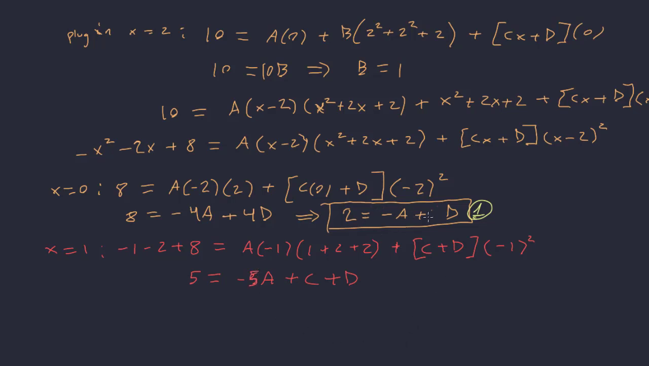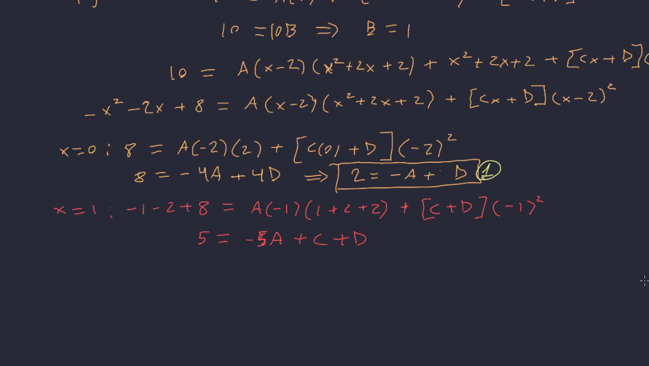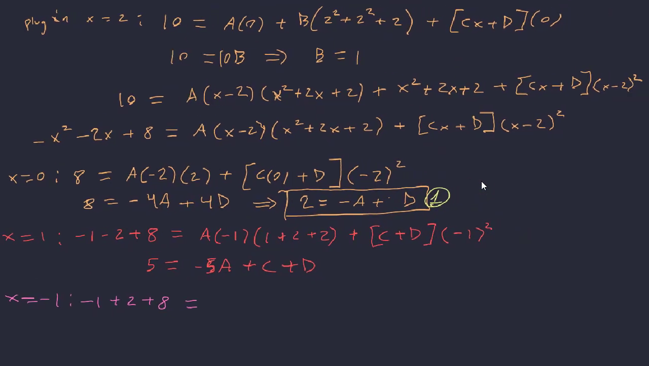Now we have an equation with a and d, and an equation with a, c, and d. And let's do one more. Let's say I put in negative 1. This might seem like a really messy process, and these do get messy real fast. So let's put in a negative 1 and see what we get. When we put in a negative 1, we'll get negative 1 here again, but it'll be plus 2 plus 8, equals, now, oh gosh, where's my original equation?